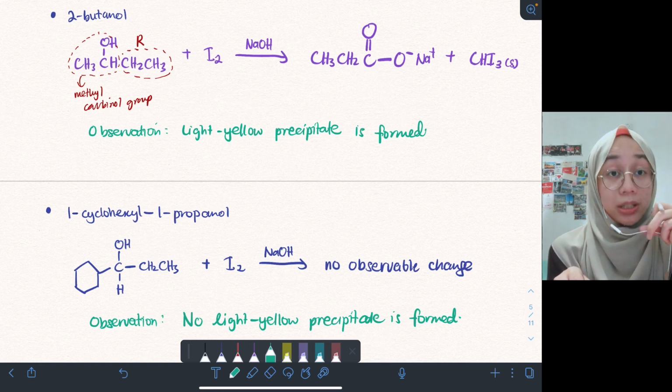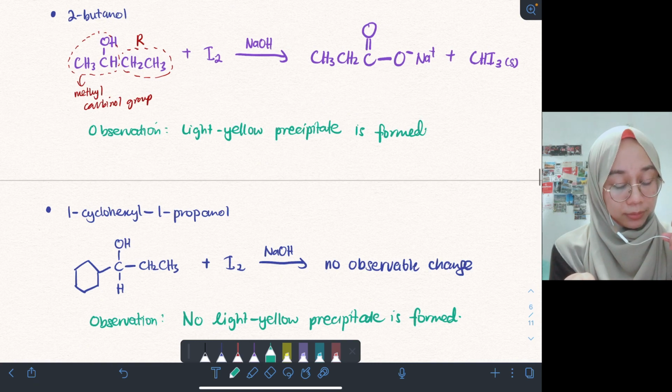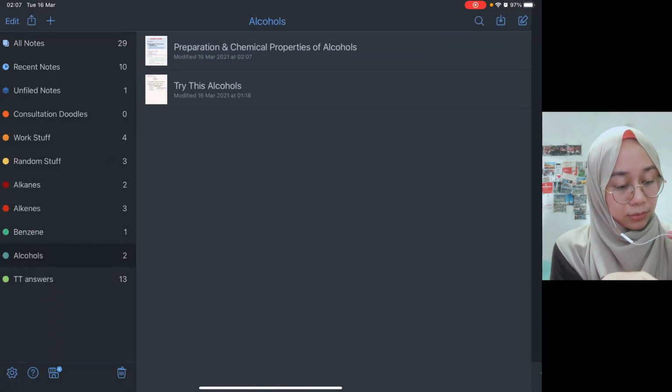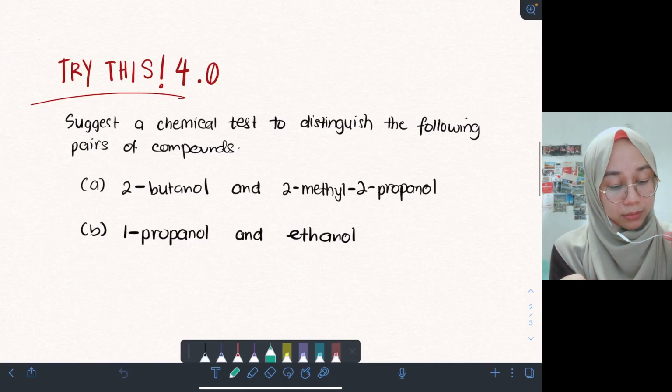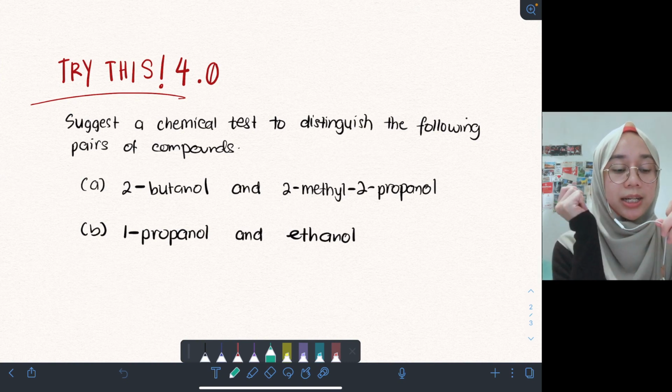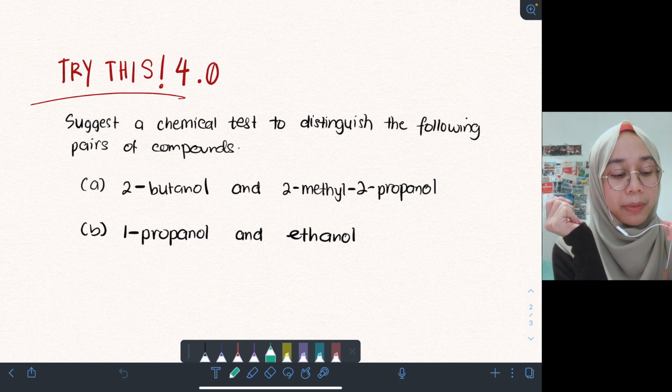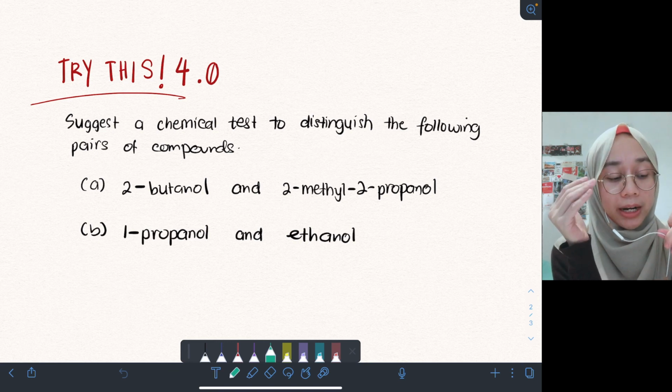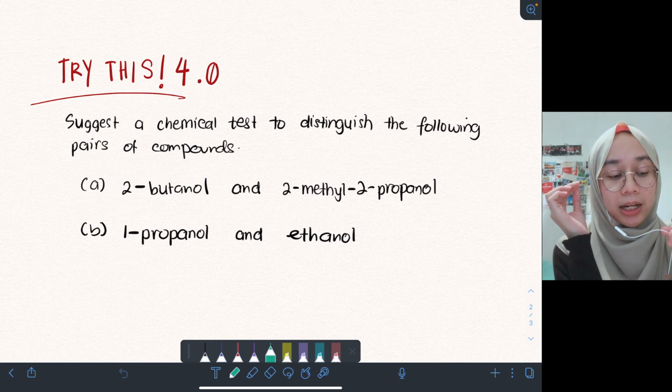Okay, so now it's your turn then. Okay, so to try some question. Okay, so try this 4.0. So suggest a chemical test to distinguish the following pairs of compounds. So ada dua benda yang kamu nak kena buat comparison kat sini. So cari apa test yang nak kena guna untuk A, apa test yang nak kena guna untuk B.